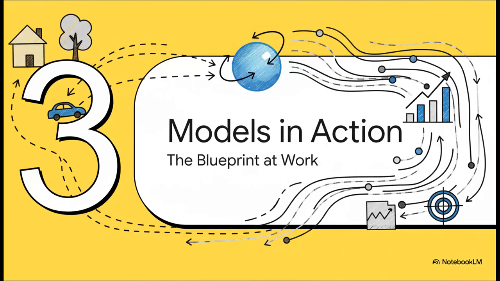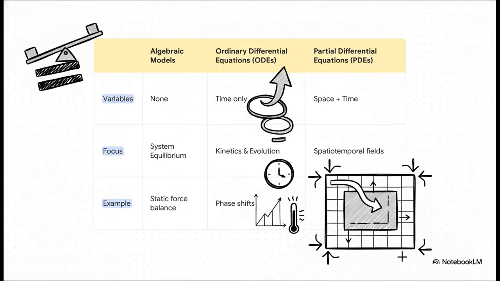Okay, so that's the theory. Kind of abstract, right? So let's make it concrete. Let's see how these concepts actually come together in the real world to build these incredibly powerful models. Not every problem needs a sledgehammer. Depending on what you're trying to figure out, you use a different type of model. For a simple static problem, a basic algebraic model might do the trick. If things are changing over time, we use what are called ordinary differential equations, or ODEs.